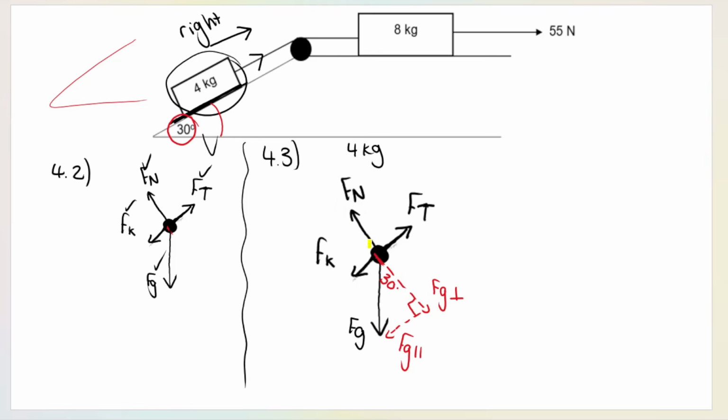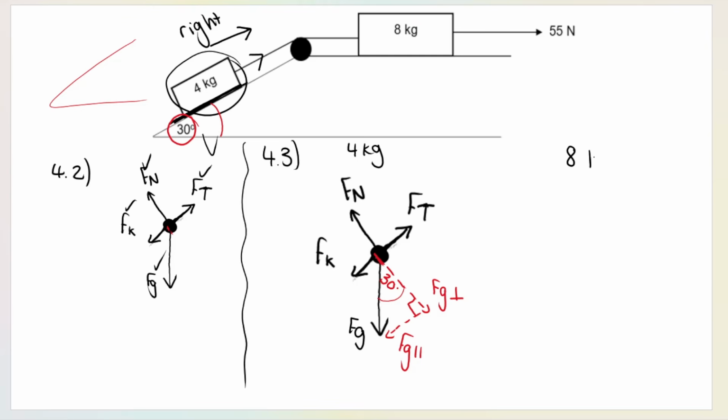You can see them like that. And Fg parallel is parallel to the slope. So if tension and friction are parallel to the slope, Fg parallel is also parallel to the slope and therefore parallel to these forces. And the angle always goes between Fg and Fg perpendicular. Always. Okay, so this is the free body diagram of the 4 kilogram that I'm going to use to help me in my next question.